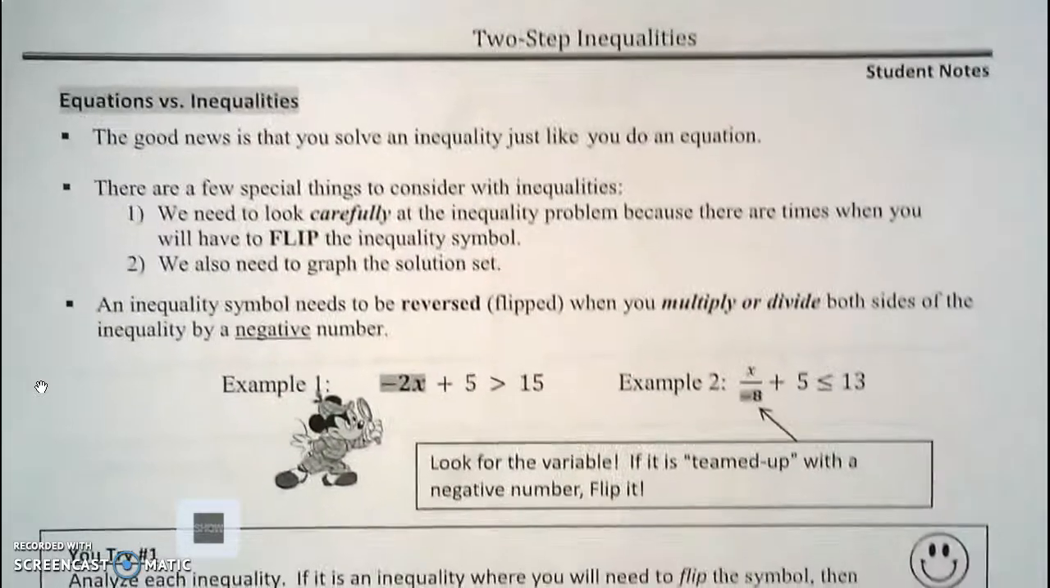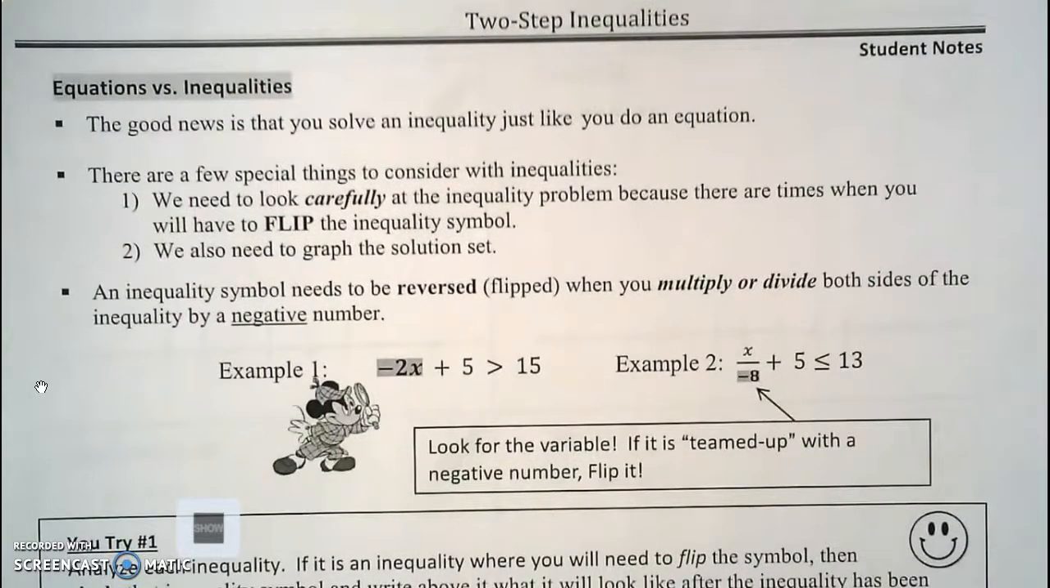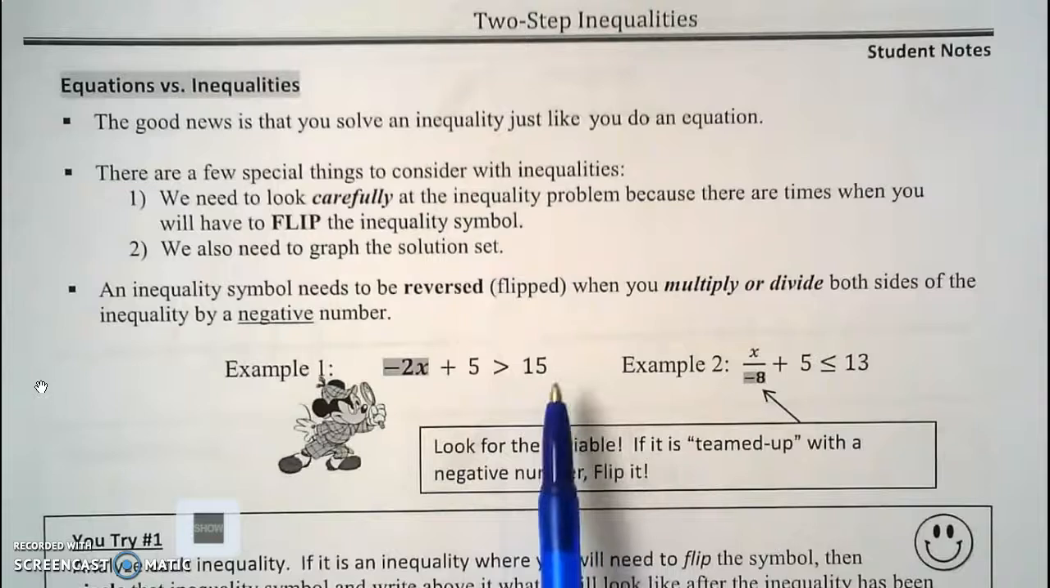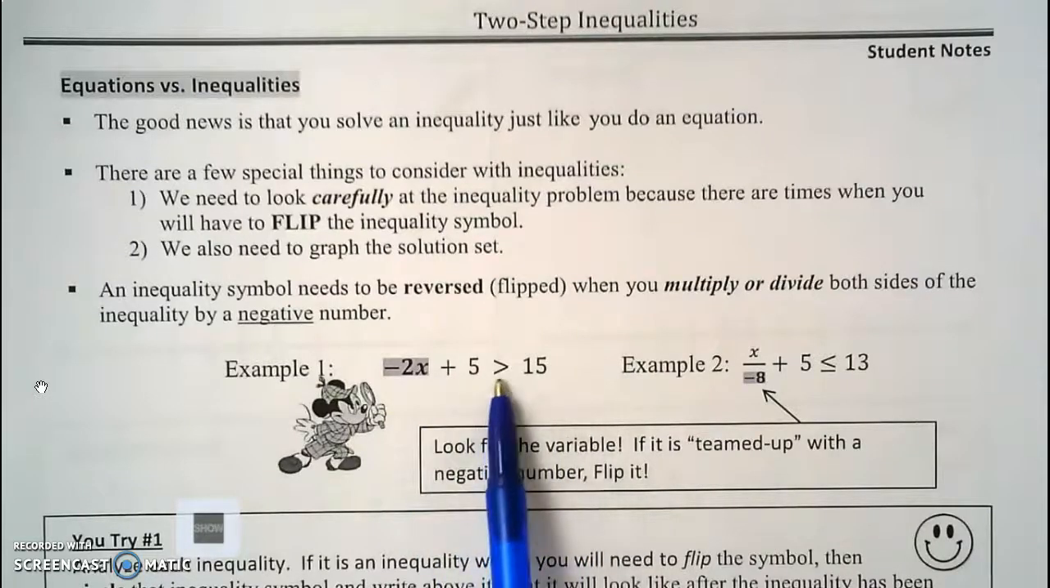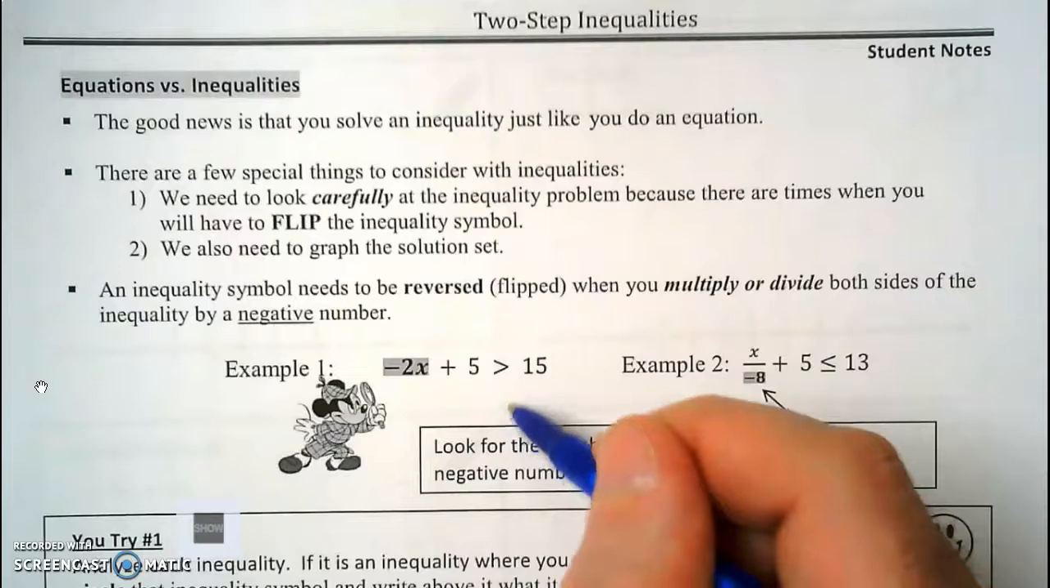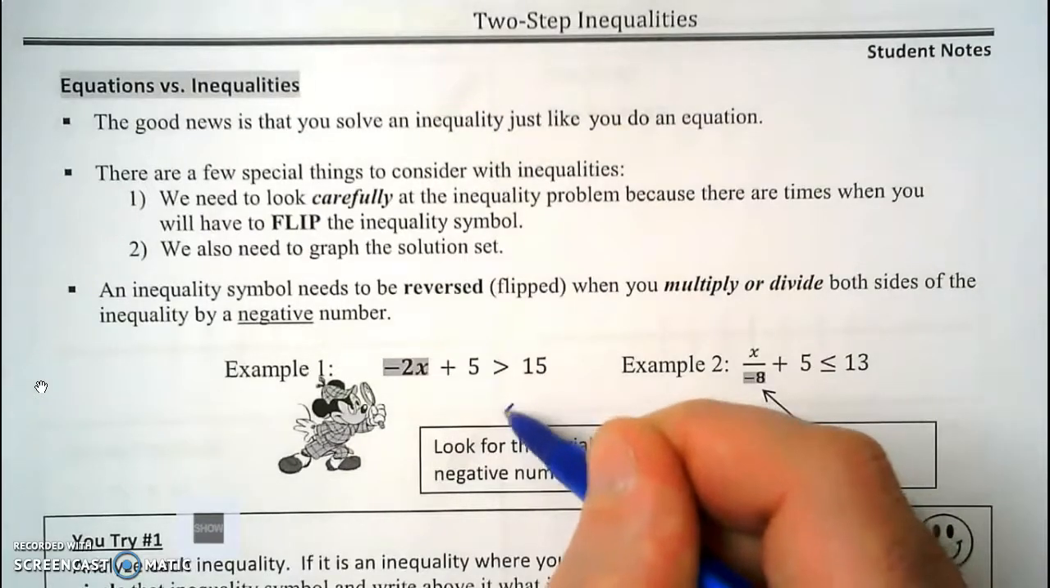The only catch is sometimes you will flip this symbol over when you solve it. And that only happens when you multiply or divide both sides by a negative number. Like for instance, if you look here, to solve this, we would subtract 5 on both sides. This would become a 10. Then we would divide by -2. So this would get flipped. In our answer, it would be aiming the other way.